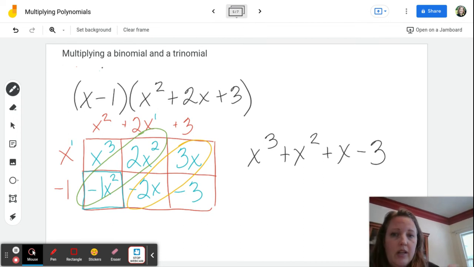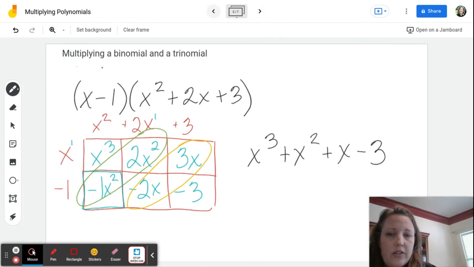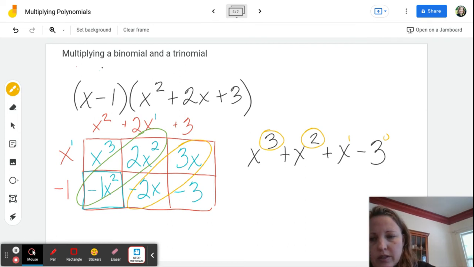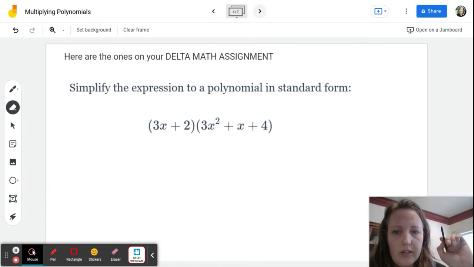Okay? All right, so let's go to the next one. Again, this is in standard form because it's in descending order by degree. 3, 2, 1, 0. Nope, not 0. Not 0. Don't ever think that. That's a big mistake. Anything to the power of 0 is 1. Sorry, 1. That's 1. Okay.